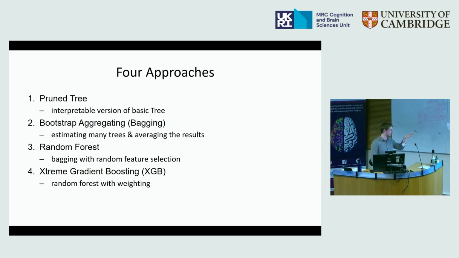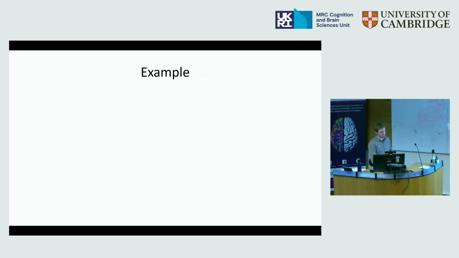The fourth is a different form of tree, called extreme gradient boosting. The random forest is called random because the features are selected randomly, which is why it's usually called RF. In the XGB, you weigh different forests differently according to their prediction error. I will explain this on an example from my research.